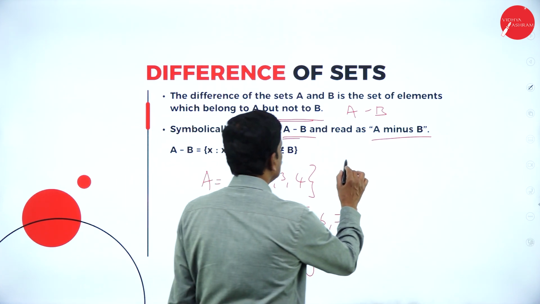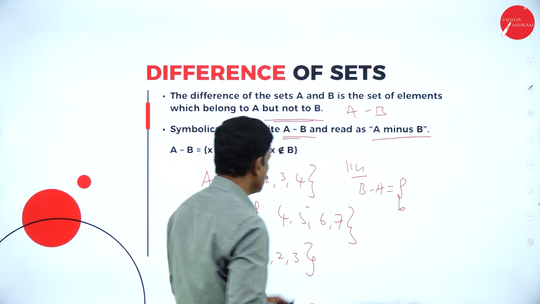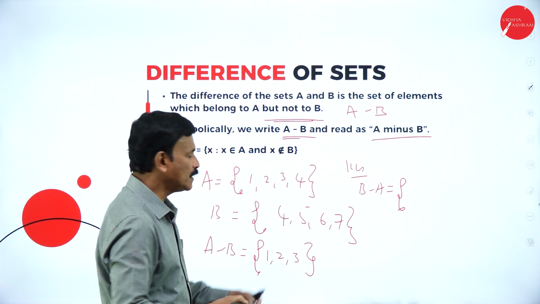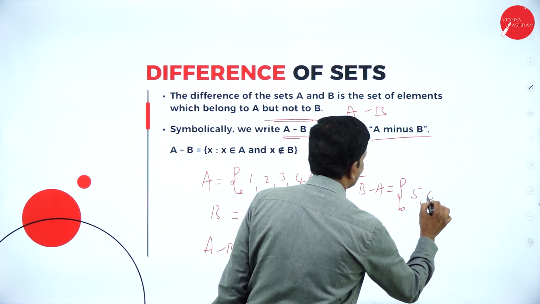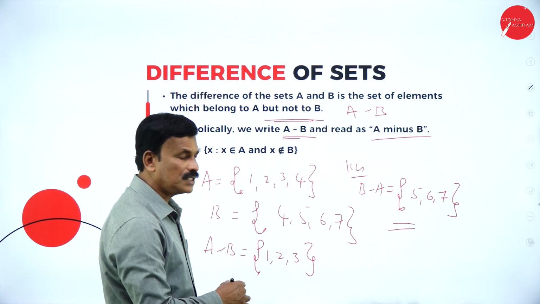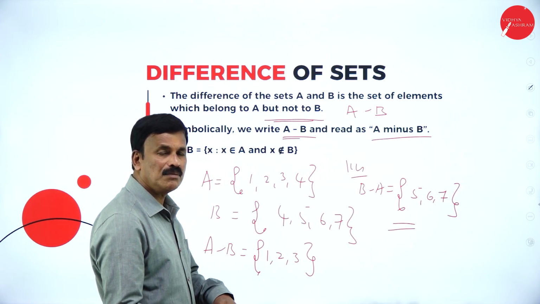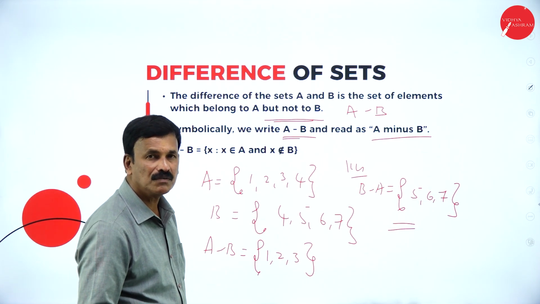On the other hand, if you want to write B minus A, B minus A means elements which are in B but not in A. So in B we have 4, we don't want. Then what is left over is 5, 6 and 7. Elements which are in A but not in B is called A minus B, and elements which are in B but not in A is called B minus A. That is called the difference of two sets.